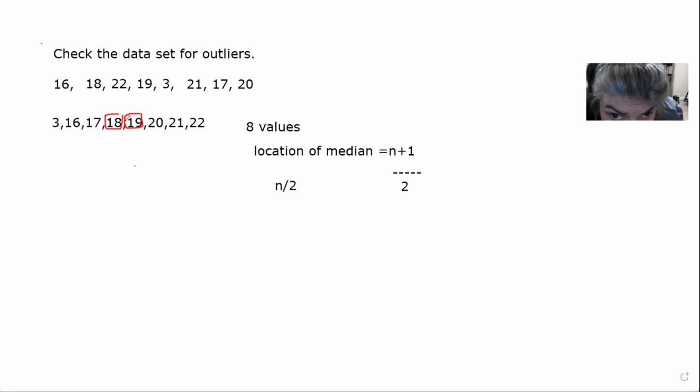So we have halfway between the two middle numbers. So you say that the median of the whole data set is going to equal 18 plus 19 divided by 2, which is 18 and a half, okay?